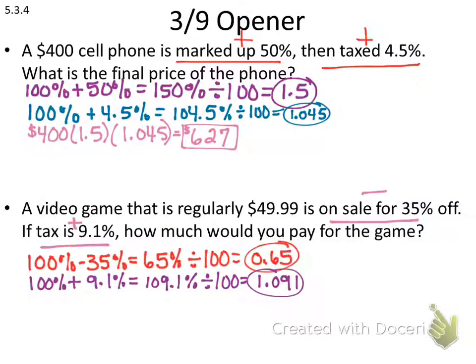Sadisha, take it from here. You write down $49.99, because that's my original amount of the game. Times 0.65. Times 1.091. Okay. Equals $35.450408. Okay.